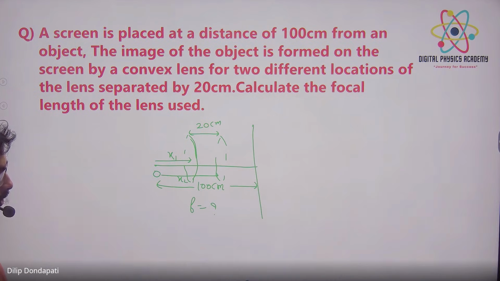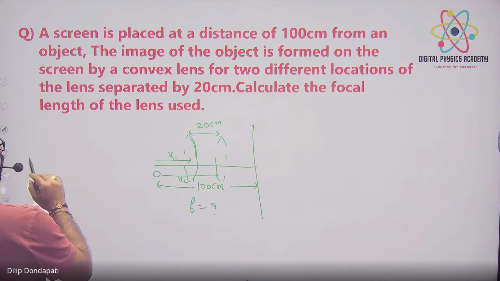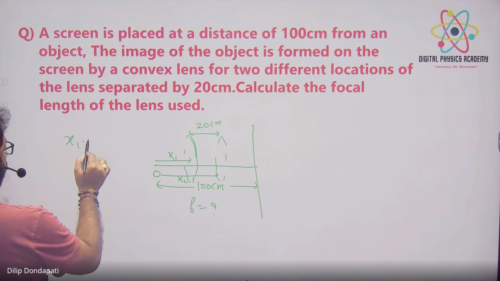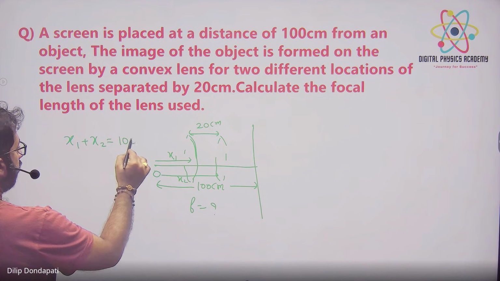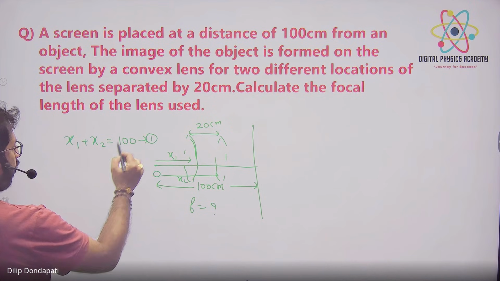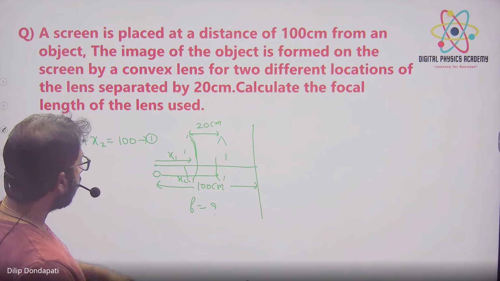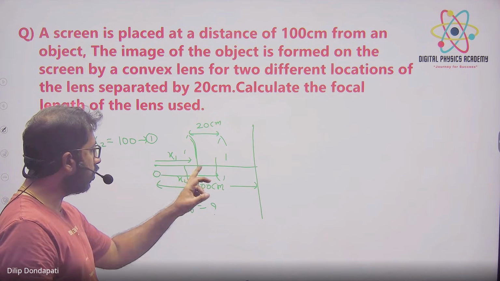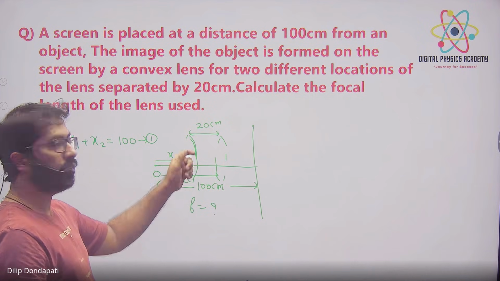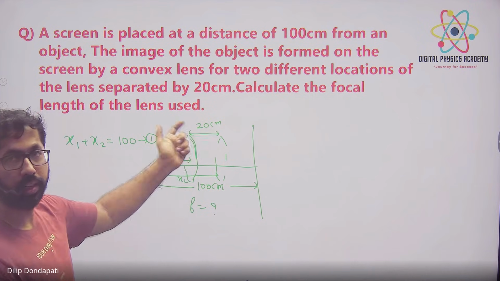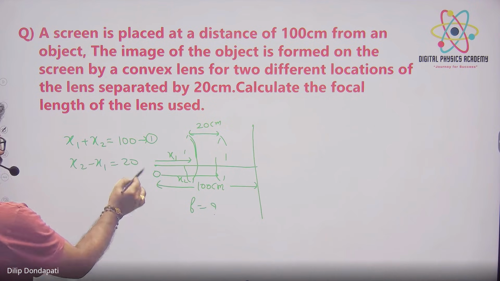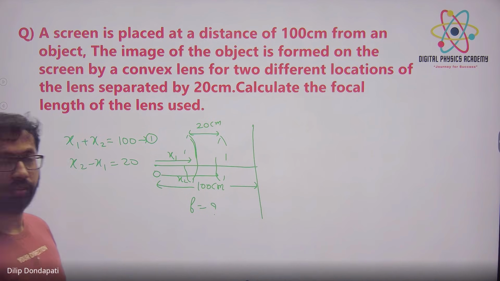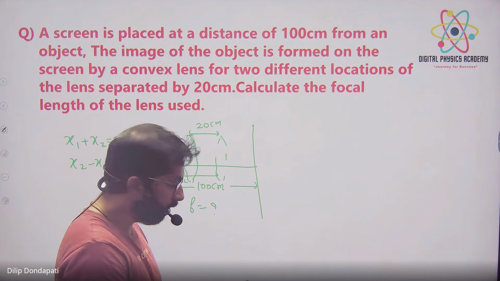Now use the relationship. We know x1 plus x2 is equal to d. D is 100. That is the first relationship. From the diagram, x2 minus x1 is 20, right? So x2 minus x1 is equal to 20. Now solve. So x1 is 40 and x2 is 60.